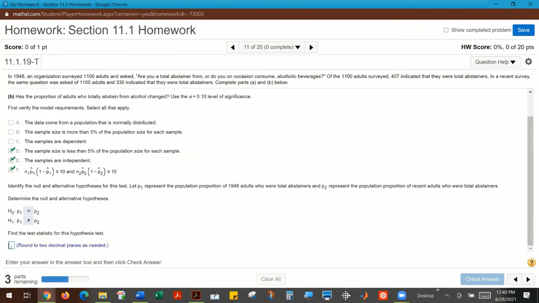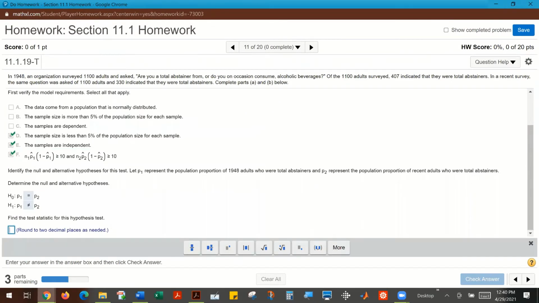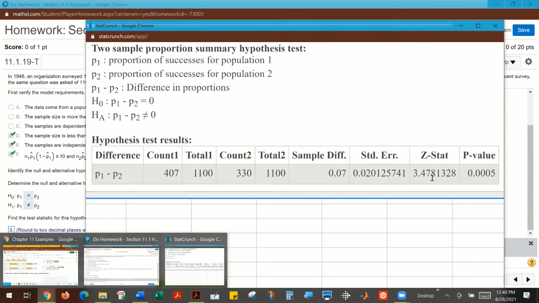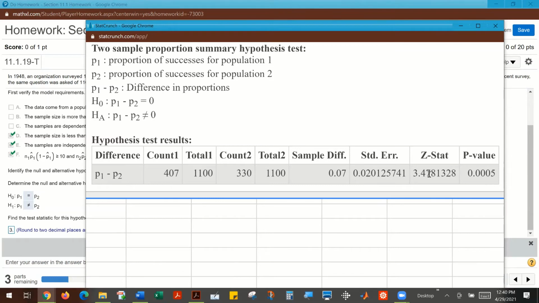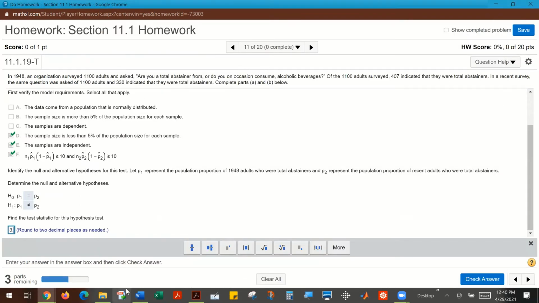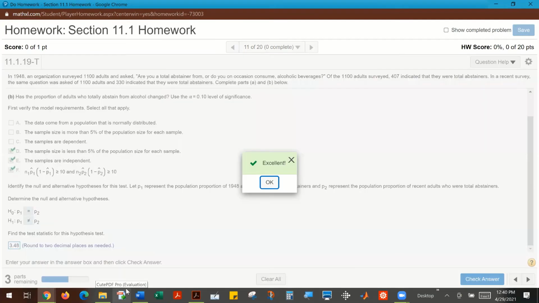Yeah, 2 decimal places. So this will become 3 point, and since you have 478, that 8 makes the 7 go up. So that will be 3.48. So 3.48 is going to be our test statistic.